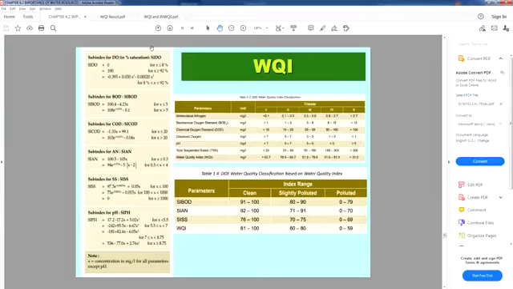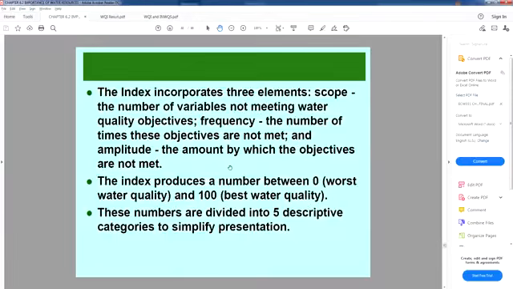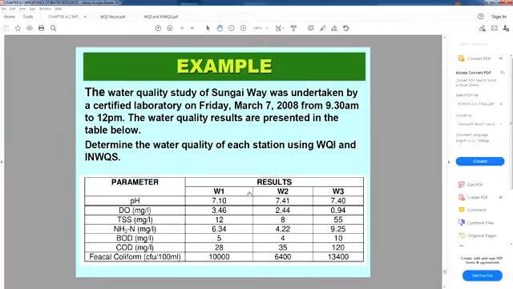But that one is for sample 1. So we have two more samples. You have to determine for sample 2 and sample 3 what class they fall into by using WQI. So now that is the method for the WQI.